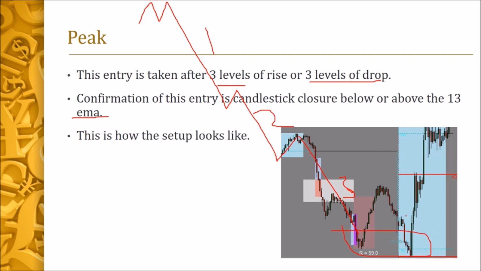So candlestick closure above, actually in this scenario we don't have the EMA, but candlestick closure above the 13 was definitely going to give us our entry point, or was going to be our entry trigger. So basically this is all about the peak entry.